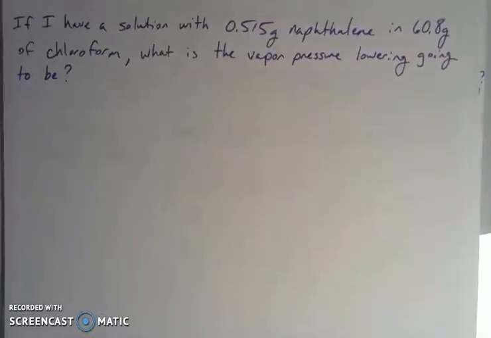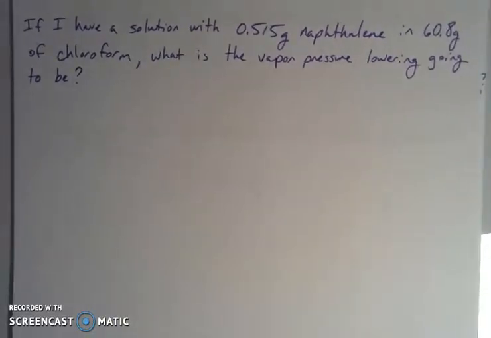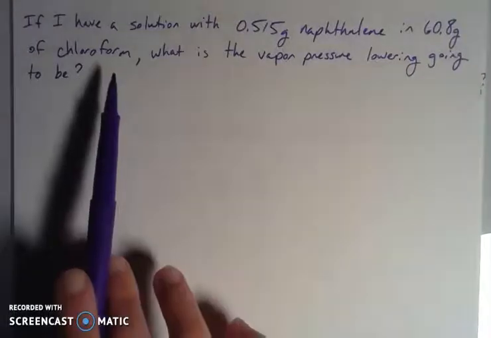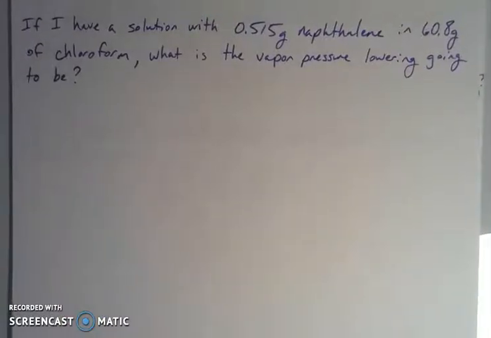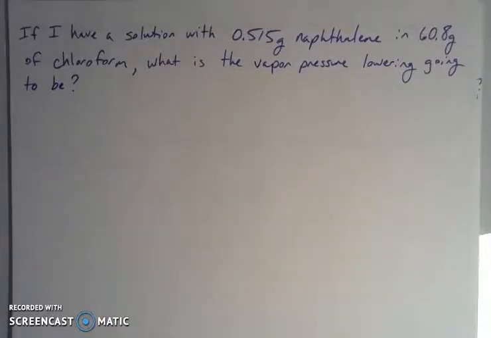Oh, there we go. Okay, so if I have a solution that has this tiny amount of naphthalene in chloroform, then what is the vapor pressure lowering going to be for my chloroform? Now I can tell that my chloroform is my solvent because I have more of it. Chloroform is also volatile. We know this if we've watched any kidnapping kind of movies. So chloroform here is volatile. Naphthalene less so. It's still pretty volatile.